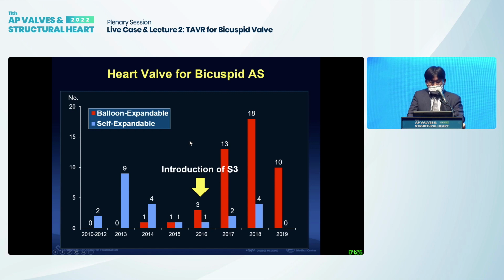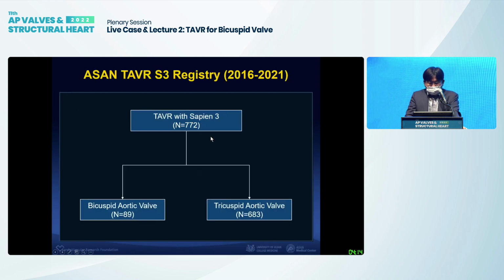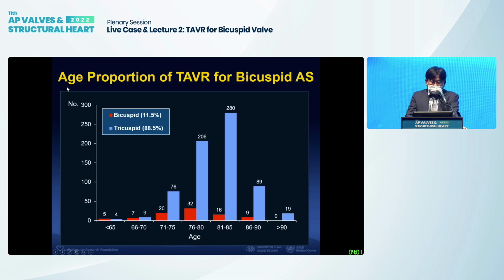After introduction of SAPIEN 3 in our center in 2016, we predominantly implanted the SAPIEN 3 even in bicuspid aortic valve disease. Between 2016 and 2021, we performed TAVR in bicuspid aortic valve in 89 patients. This is the age proportion of TAVR in bicuspid AS.